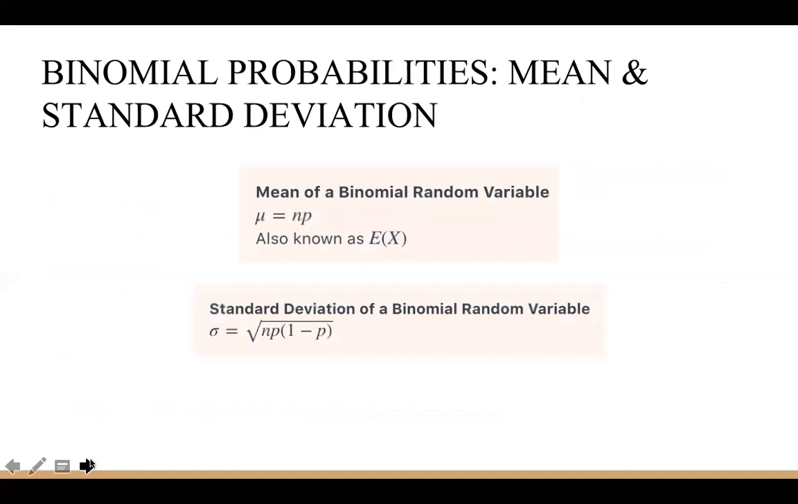You can find the mean and standard deviation of binomial probabilities through these formulas. The mean of a binomial random variable is just n times p, which is the sample size times the probability. And the standard deviation of a binomial random variable is the formula listed below, which I won't say because it's a mouthful, but you can see these formulas here, and there will be a review question coming up on one of these formulas, so just make sure that you note those down.